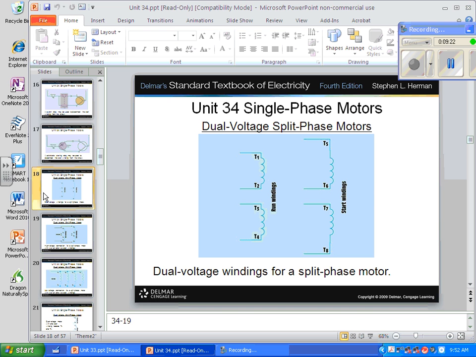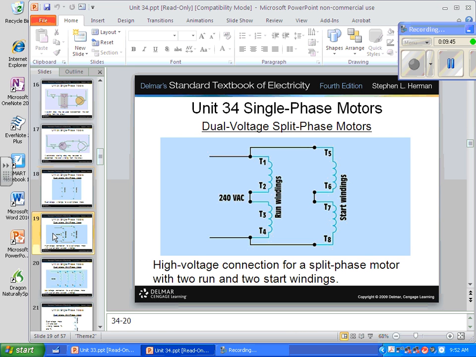But also, how are we going to reverse this thing? We're going to reverse one set of these or the other, right? But if they're hooked for the higher voltage, we're going to connect them in series. And we're still going to rotate. We're going to change the polarity of the current going to the start winding, not the run winding.